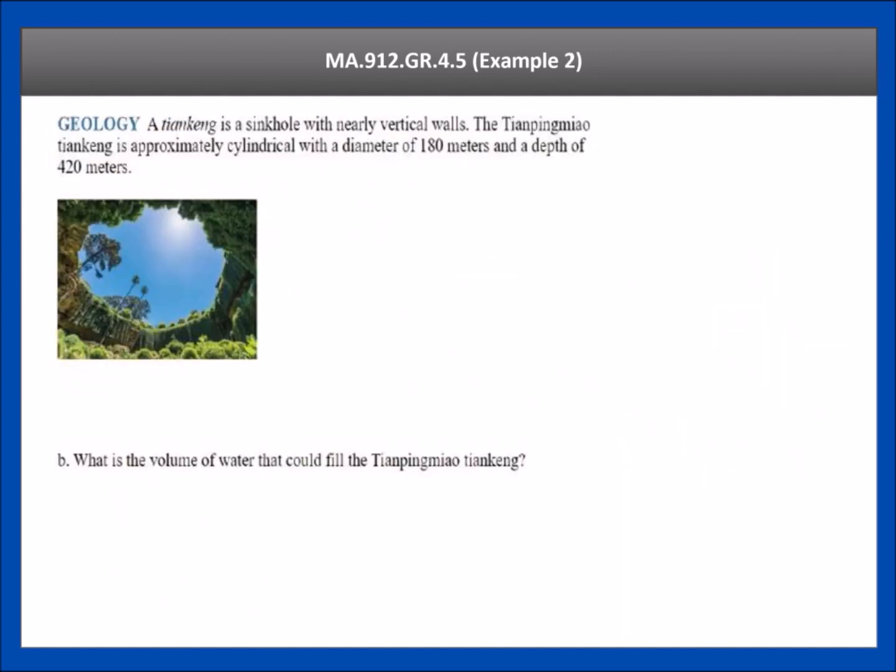All right. So Tiankang is a hole with nearly vertical walls. The Tiankang is approximately cylindrical with a diameter of 180 meters. Forgive me if I butchered that. And a depth of 420 meters. It's cylindrical. So we got ourselves approximately a cylinder. The volume of a cylinder is pi r squared h.